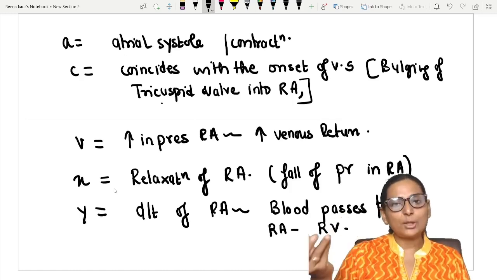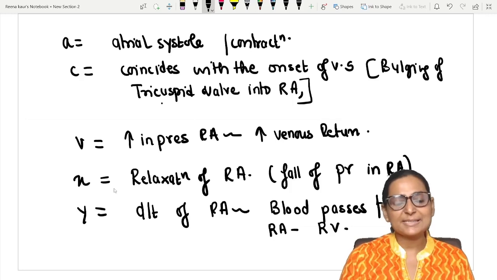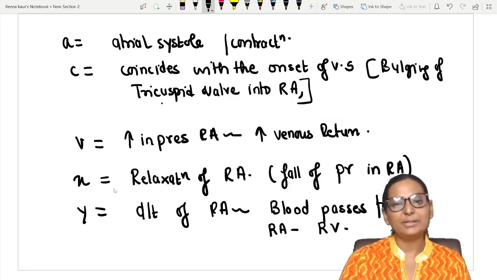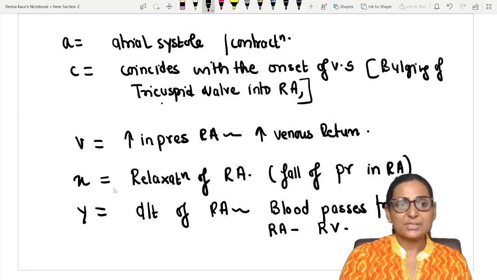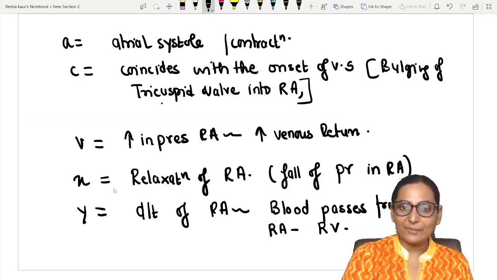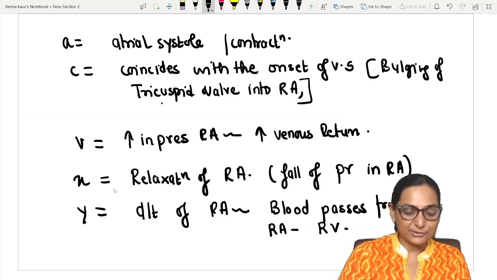So during the filling of the ventricles, as the blood passes from the atria to the ventricles, the volume in the atria decreases and so the pressure also decreases, right? So this is very, very important as a short answer. It is important for the practicals also. So remember, right venous pressure or jugular venous pressure is reflecting the pressure in the right atrium.